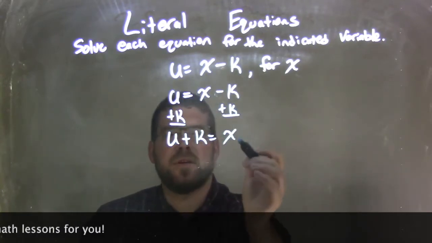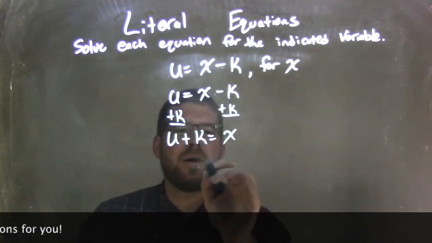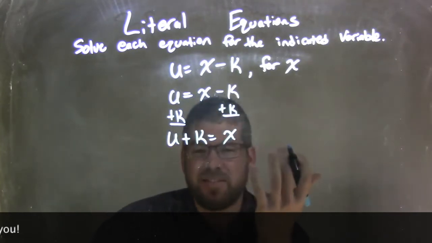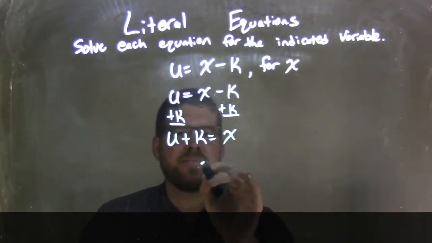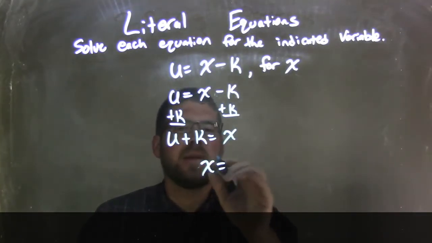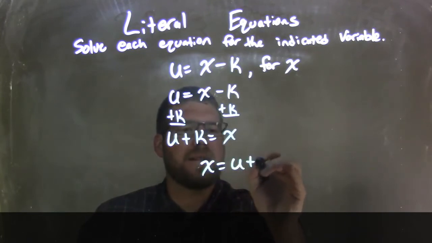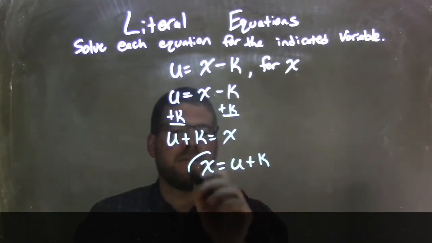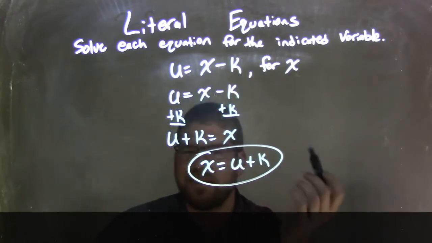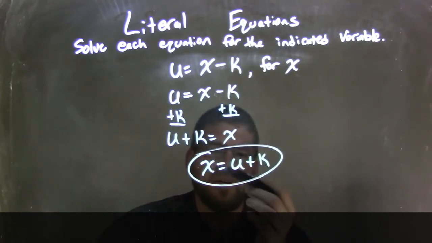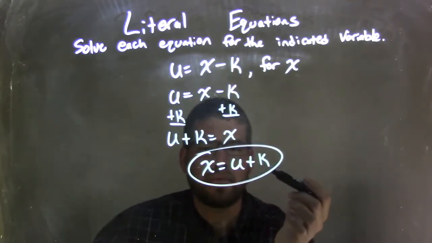Well, now x is isolated. Fantastic, right? And so I'm going to rewrite this so that x comes first, because that looks nicer. And I say that every time, I know. So x equals u plus k, and there we go. x is by itself, it's isolated, there's no way we can simplify this. So our final answer here is x equals u plus k.